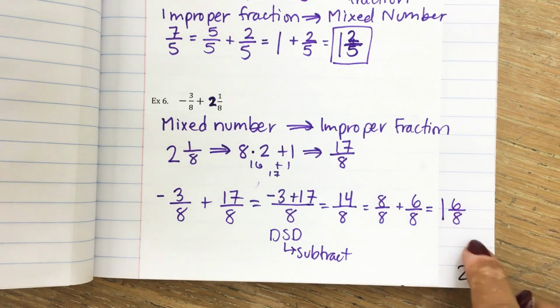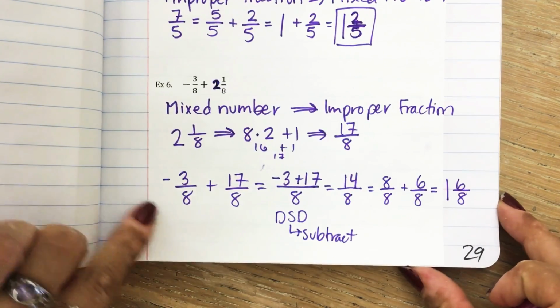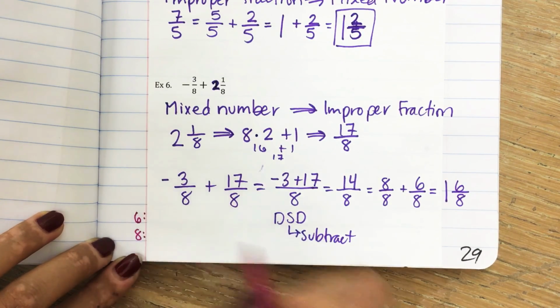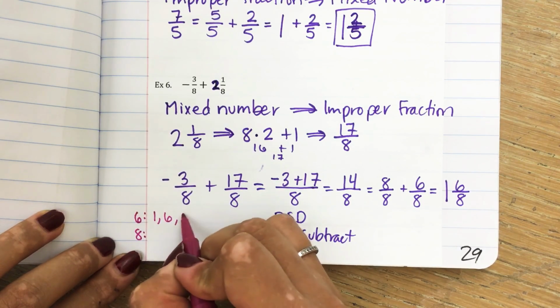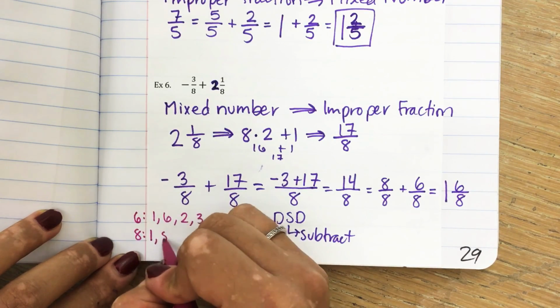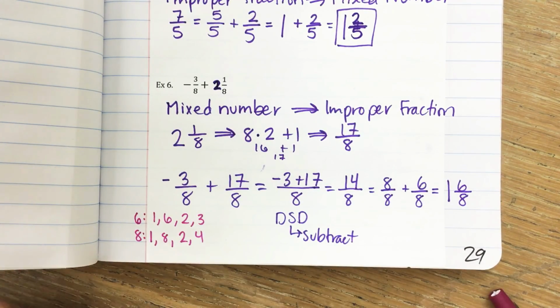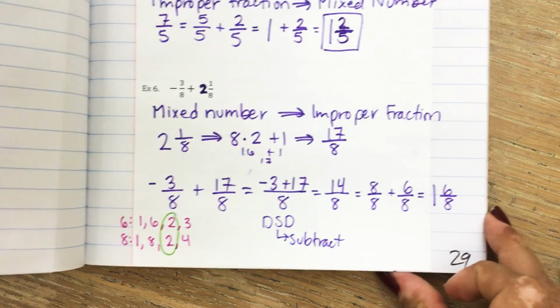Okay, this is not our final answer because the 6 and the 8 have something in common, and the number they have in common is 2. So I'm going to do this over here to simplify it. We have 6 and we have 8. Two numbers that multiply to give you 6 are 1 times 6, and 2 times 3. For 8, 1 times 8 gives you 8, and 2 times 4 gives you 8. We look at this, and what they have in common is the 2 again, just like the previous problem.